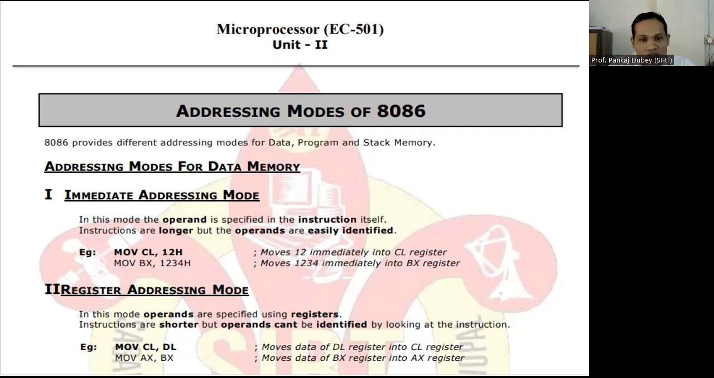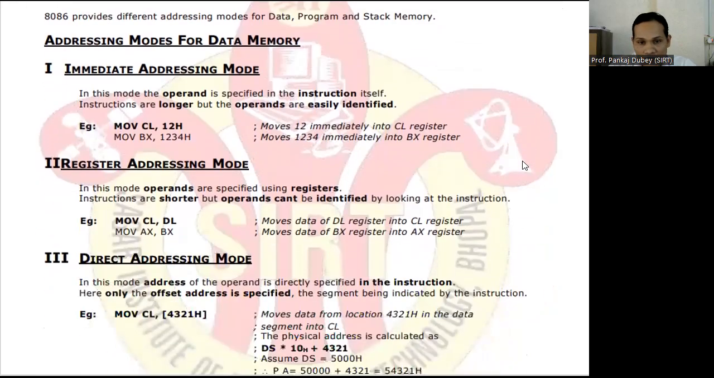Next is the register addressing mode. In this mode, operands are specified in registers, so both operands are registers. Data transfer instructions use two operands. In the immediate addressing mode, the first operand is a general purpose register and the second operand is immediate data. In the register addressing mode, the first operand is a general purpose register and the second operand is also a general purpose register.